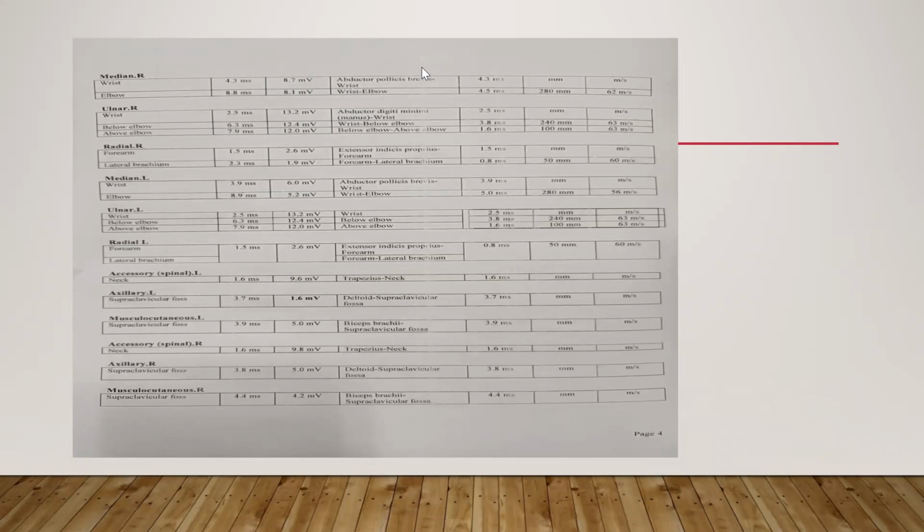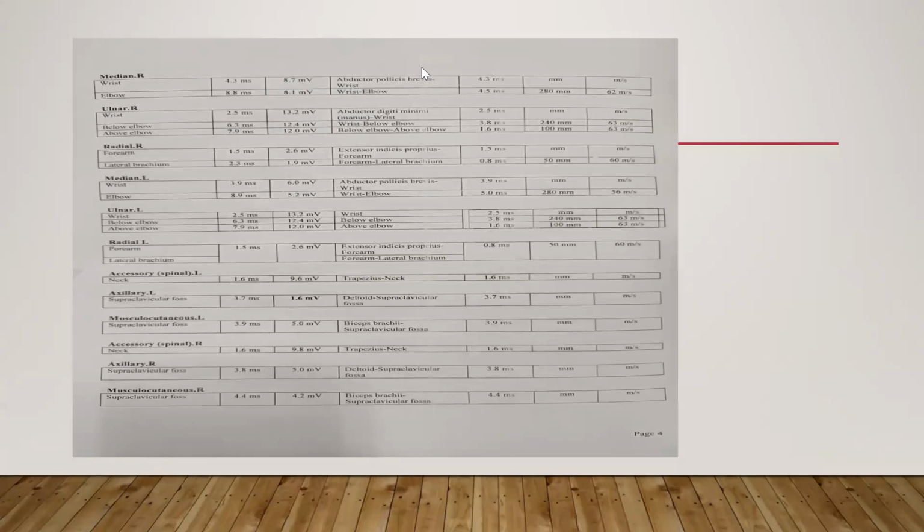And why not C5 root? Ma'am, if we are talking about root, then dorsal scapular nerve is also involved in the root. Yeah, but we have not yet done the needling of rhomboids, no? Yes, ma'am. So a rhomboid possibility can be there. Okay, so that could be a possibility. Yes, ma'am.